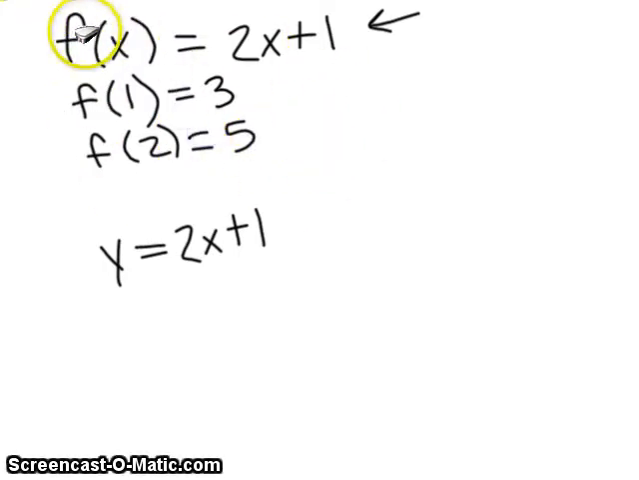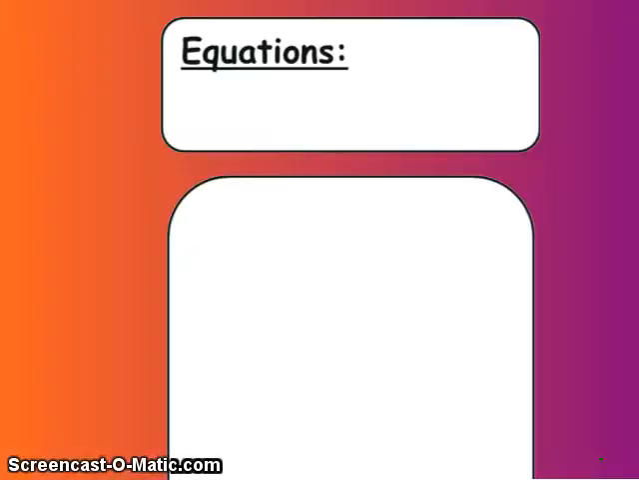We use other letters than just f. If we have two functions in the same problem, you could use g or h or any of those variables. It's just a way of saying that those are the functions. When you plug in 1, we get 3. When you plug in 2, you get 5. So that's function notation. It's f of x equals, and then the function over here. It's kind of the same idea as having a y. Very similar.